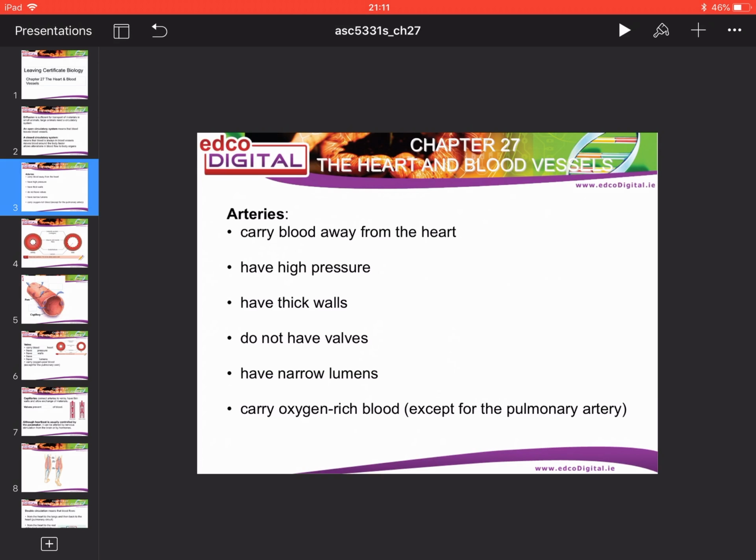So arteries have thick walls. They carry blood away from the heart. A for arteries, A for away. Because they have a narrow lumen and they have thick walls, that means the blood is under really high pressure, and it's on the arteries that we get our pulse because of that outward pressure. Arteries carry oxygen-rich blood except for the pulmonary artery, and you'll see why later.